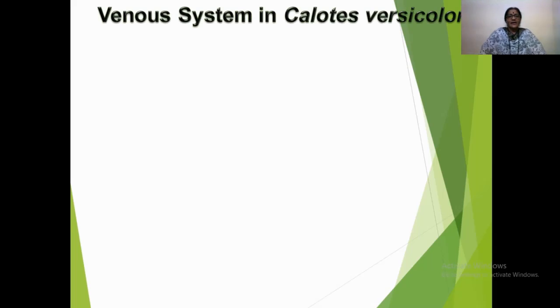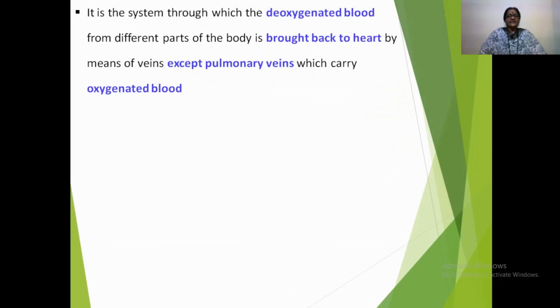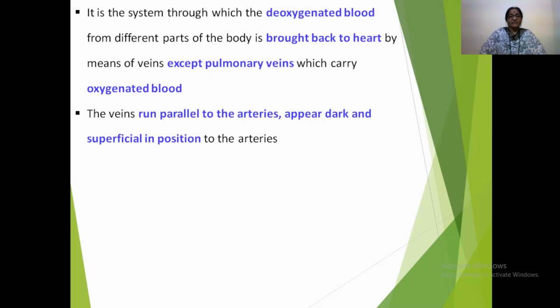Today, we are discussing about the venous system in Calotes versicolor. The venous system is the system through which the deoxygenated blood from different parts of the body is brought back to the heart by means of veins, except the pulmonary veins which carry oxygenated blood from the lungs. The veins are those blood vessels which run parallel to the arteries. They appear dark in color and they are located superficial in position to the arteries.